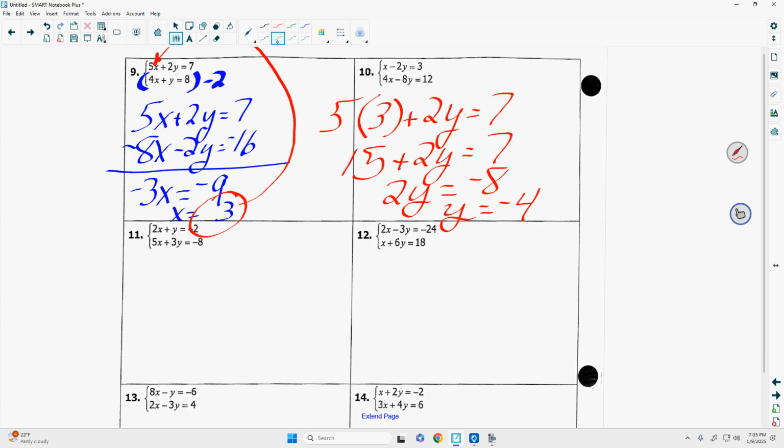Okay, that's 4. Then we're going to circle that and put that there. So that's going to be 2x minus 3 times 4 equals negative 24. 2x minus 12 equals negative 24. 2x equals negative 12 because I added 12. And x equals negative 6. Okay?